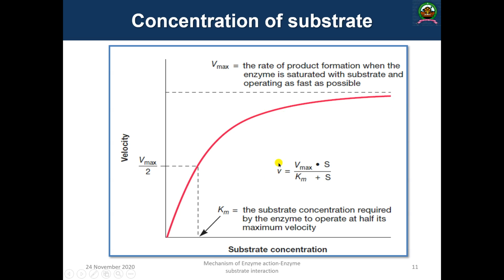And this equation is V equals Vmax times S divided by Km plus S. This is known as the Michaelis-Menten equation, and this study of substrate concentration is known as Michaelis-Menten kinetics. Here V is the velocity rate, Vmax is the maximum rate of product formation when the enzyme is saturated, S is the substrate, and Km is the Michaelis constant, the substrate concentration required by the enzyme to operate at half maximum velocity, and this is very, very important. We will see the Michaelis-Menten equation in detail later.